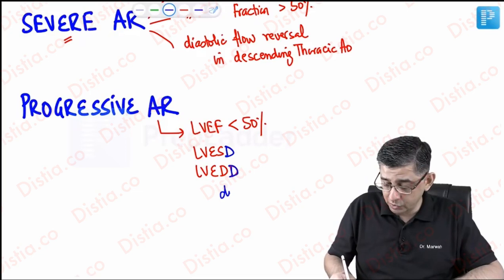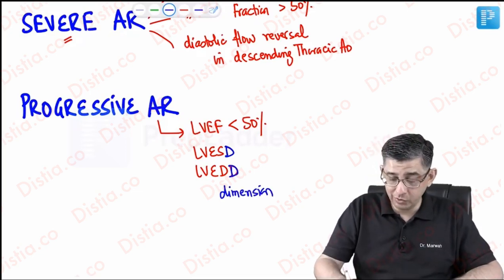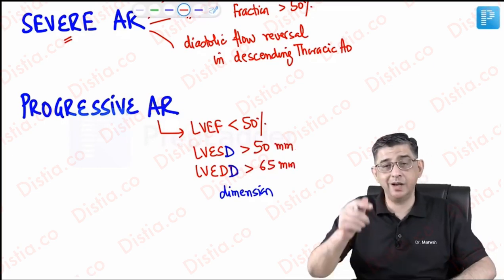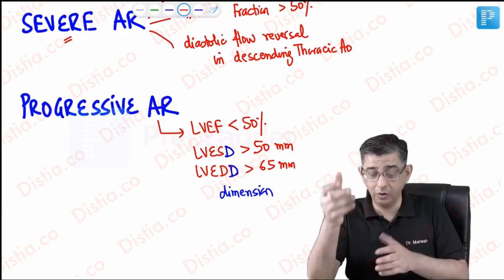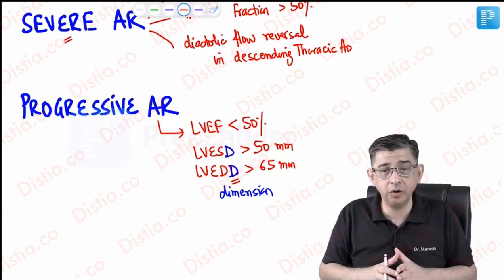I said end systolic dimension and end diastolic dimension. The values here are more than 50 mm and more than 65 mm. Now, what is the importance of this is that the diastolic dimension is much more than the systolic dimension. Why? Because the blood is leaking back into the left ventricular cavity from the aorta.